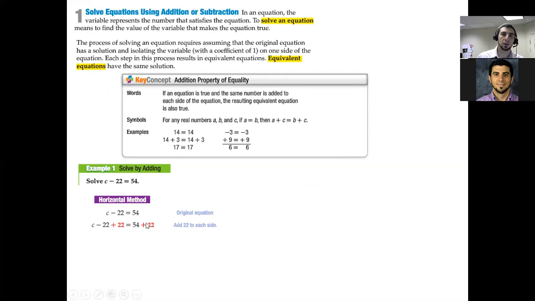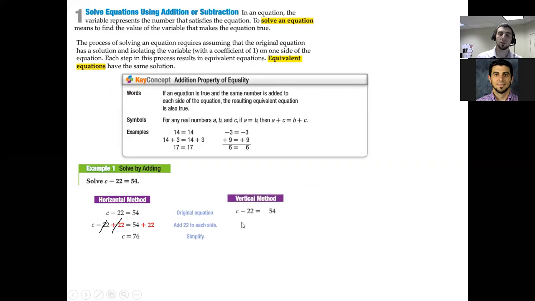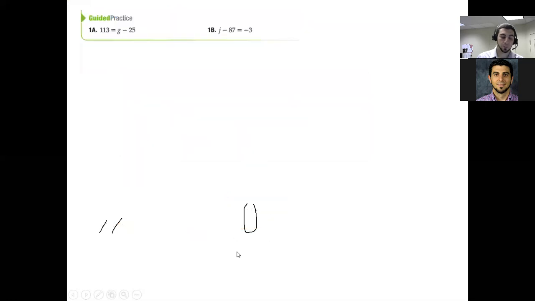Now you can do this horizontally or vertically. I prefer the vertical method. If you prefer horizontal, that's fine. Doesn't matter to me. So if you add 22 to both sides, it produces an equivalent equation. And these 22s right here will cancel each other out because one's minus 22, one's plus 22, and you get c equals 76. Now the vertical method, all you do is you just add the 22 underneath on each side, and I just prefer that because I can vertically add a little bit better. Okay, and you still get c equals 76.